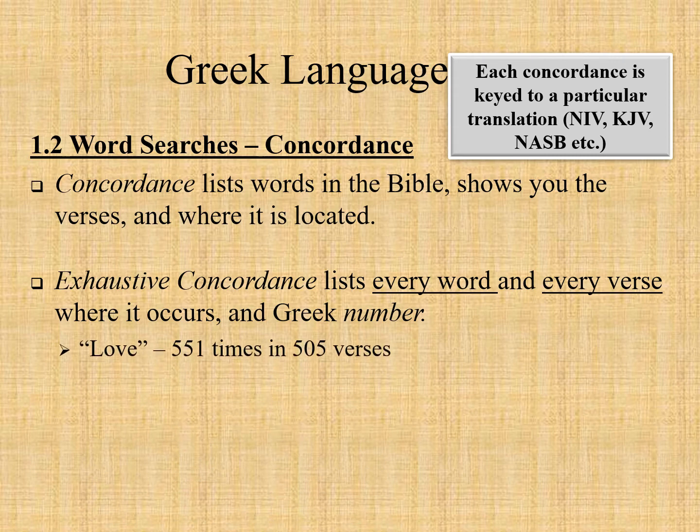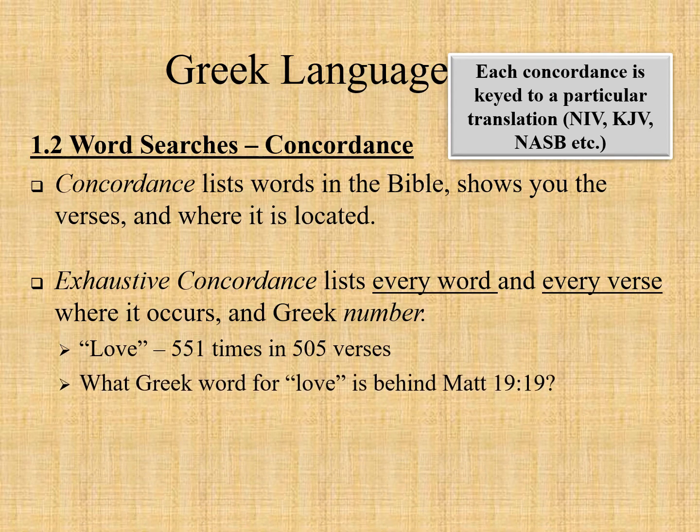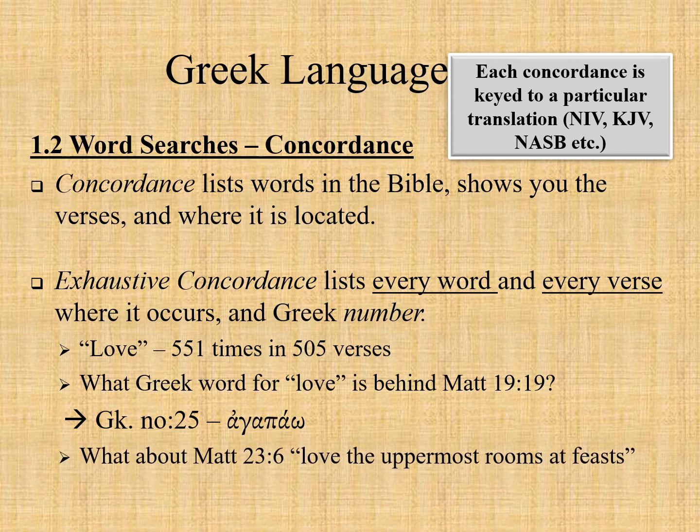So if we pick the word love, it is found 555 times in the Bible in a total of 505 verses. So we could also ask ourselves, what Greek word is used for love? As you probably know, there is more than one Greek word for love. So what Greek word for love is found in Matthew chapter 19, verse 19? And we would find out that it is agapao, and the number of the Greek word is 25.